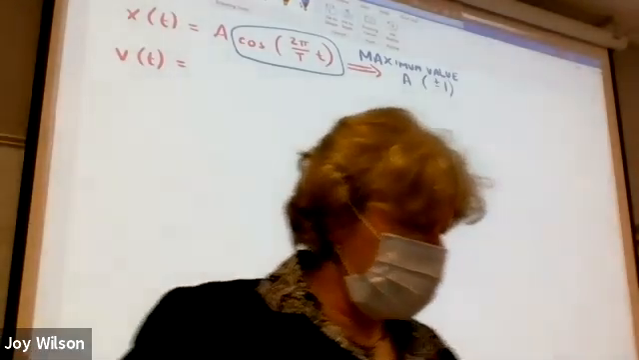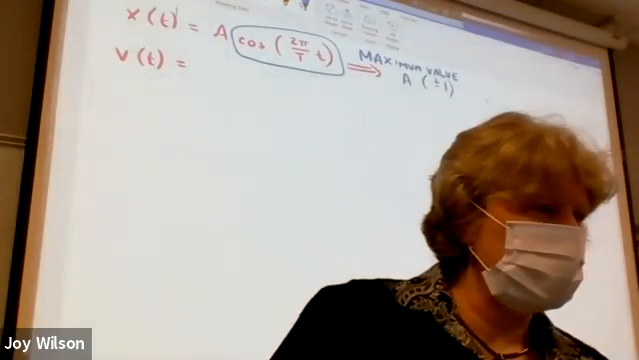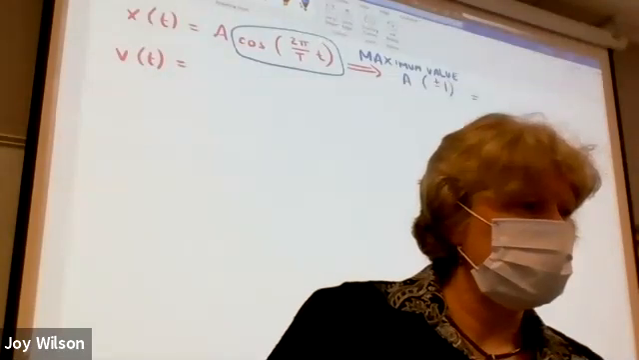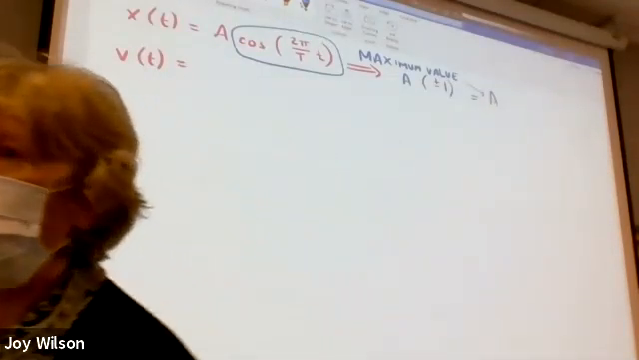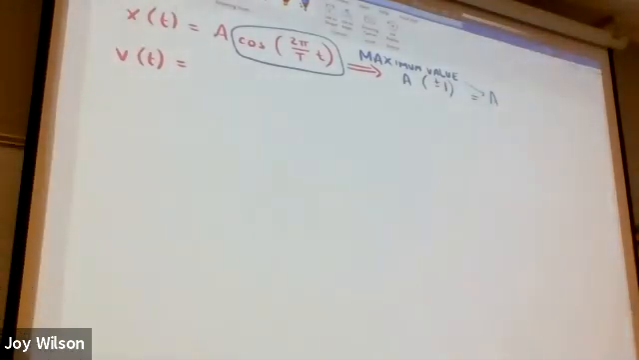So if the maximum value is positive or -1, what is your maximum displacement? Which is why we call that the amplitude. It's the maximum displacement. So what is our velocity time graph going to be?